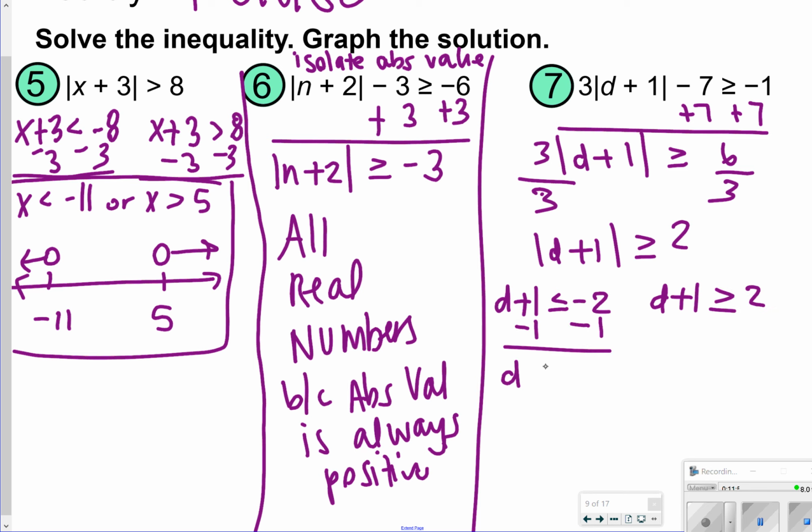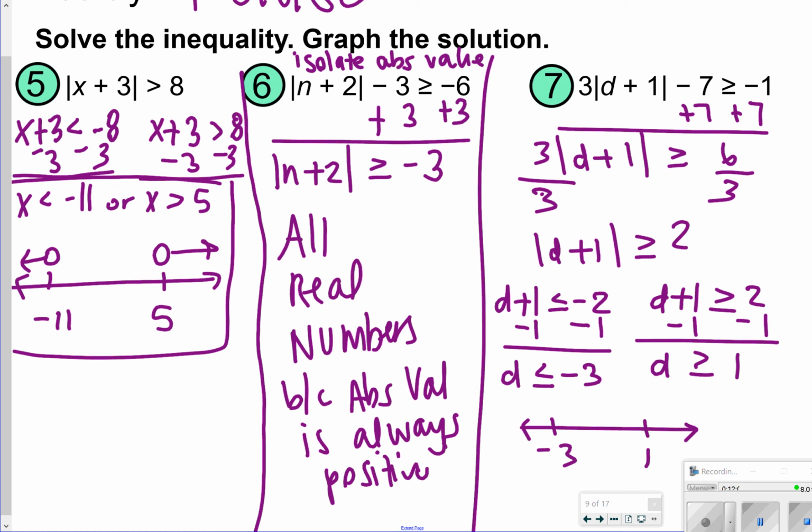I get d is less than or equal to negative 3. And then for my second one, I get d is greater than or equal to 1. Again, when you graph these, they will be OR because they're not going to overlap. Less than or equal to negative 3 is closed circle pointing left. Greater than or equal to 1 is closed circle pointing right. So here would be your answer for number 7.